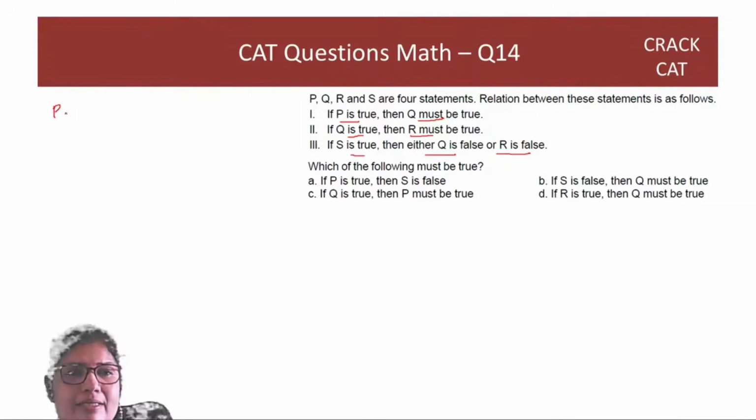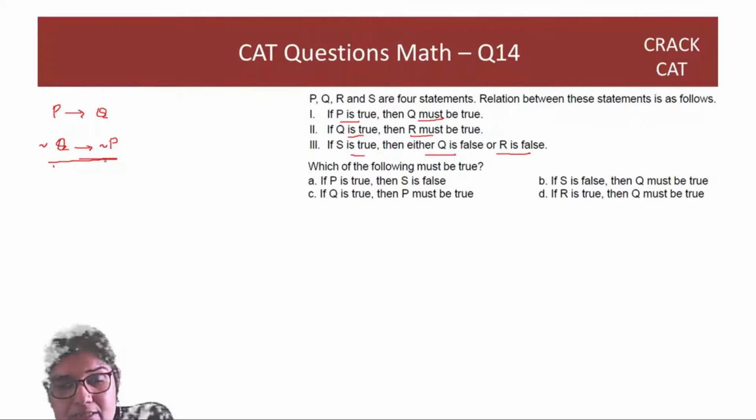So there are two things here, okay? P true, Q true. If Q is false, then P is false. You can't say that if P is false, Q is false. It's always the reverse in negation. Okay, so let's start off with the statements. If P is true, then S is false.